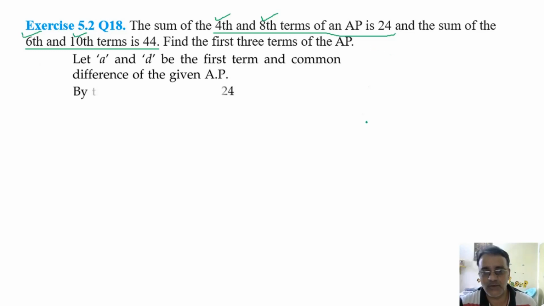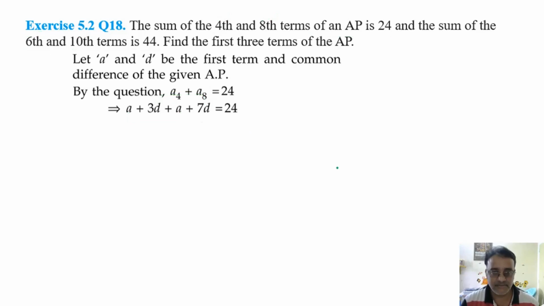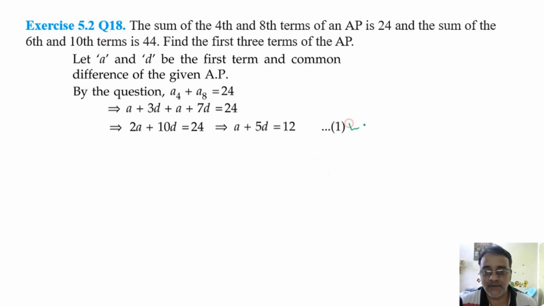We'll start with the first one. According to the question, A4 plus A8 is equal to 24. So this is A plus 3D and this is A plus 7D. So A plus A will become 2A and 3D plus 7D will become 10D. So we can further reduce it. Divide all by 2. What will you get? A plus 5D is equal to 12. Let it be question number 1.